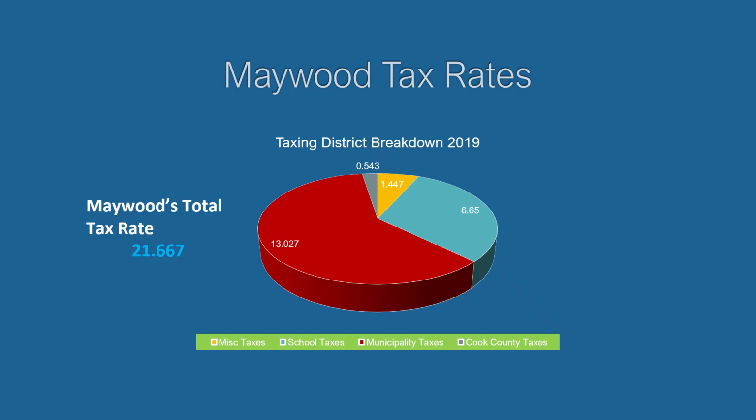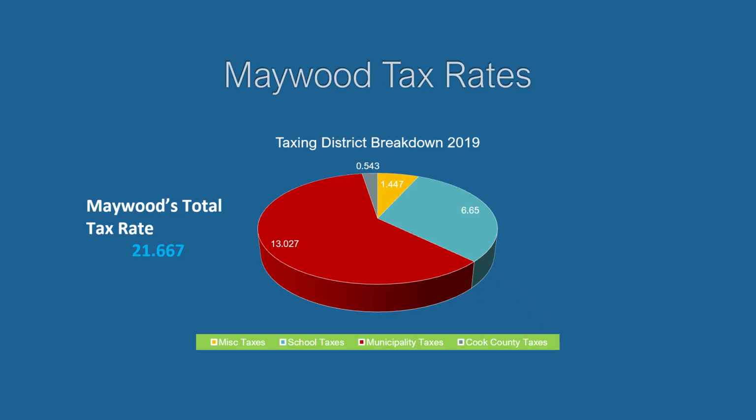Not only do you want to know what the sales price is going to be, but the other most important variable is how much in taxes you're going to have to pay. Okay? My question to you is this. If you're buying a car, would you rather pay 10% tax, or would you rather pay 21.667% tax?